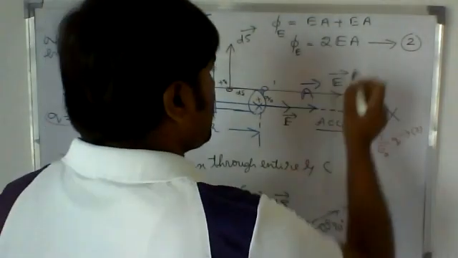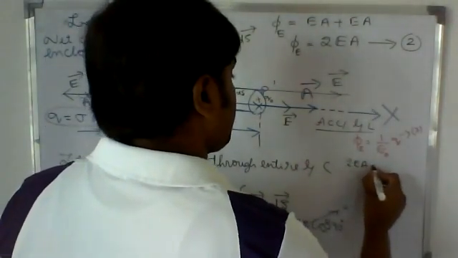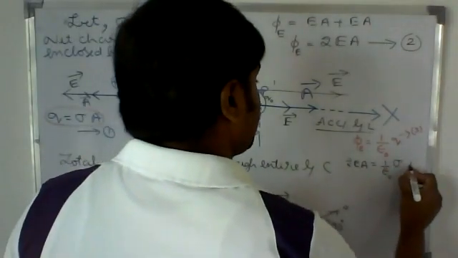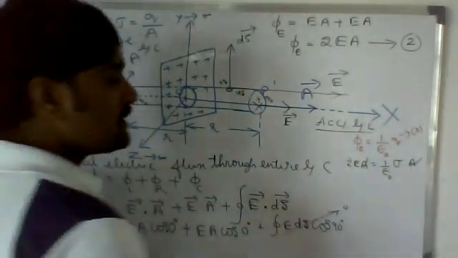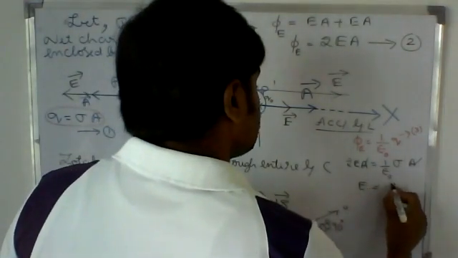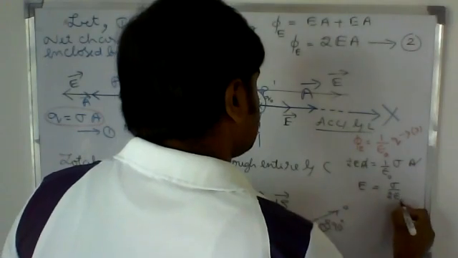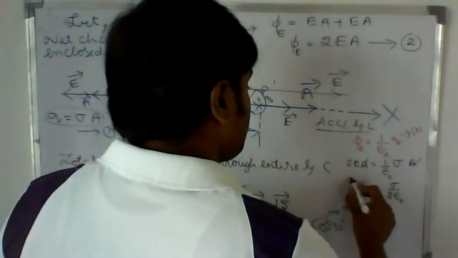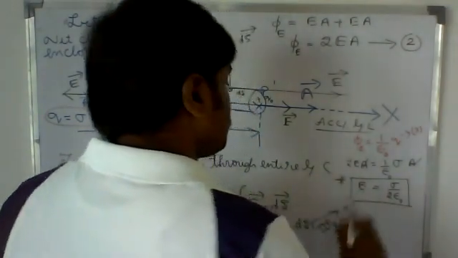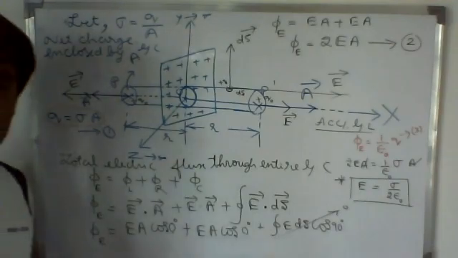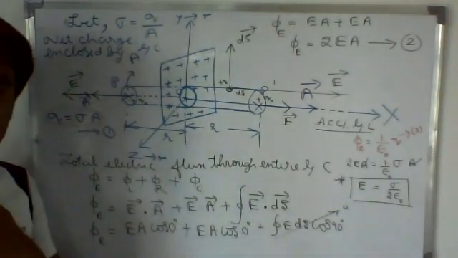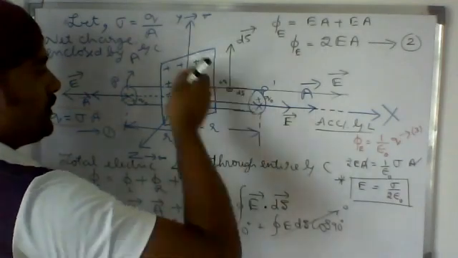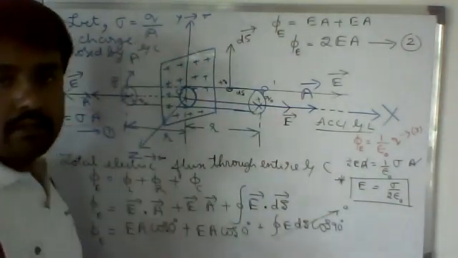So what is the value of phi? Phi is 2 times EA, that is equal to 1 divided by epsilon naught times Q. What is the value of Q? That is sigma A. Q is sigma into A. So A gets cancelled. Finally, we get E is equal to sigma divided by 2 epsilon naught. This is a very important mathematical expression. It is the expression for electric intensity at a point due to a uniformly charged infinite plane sheet.